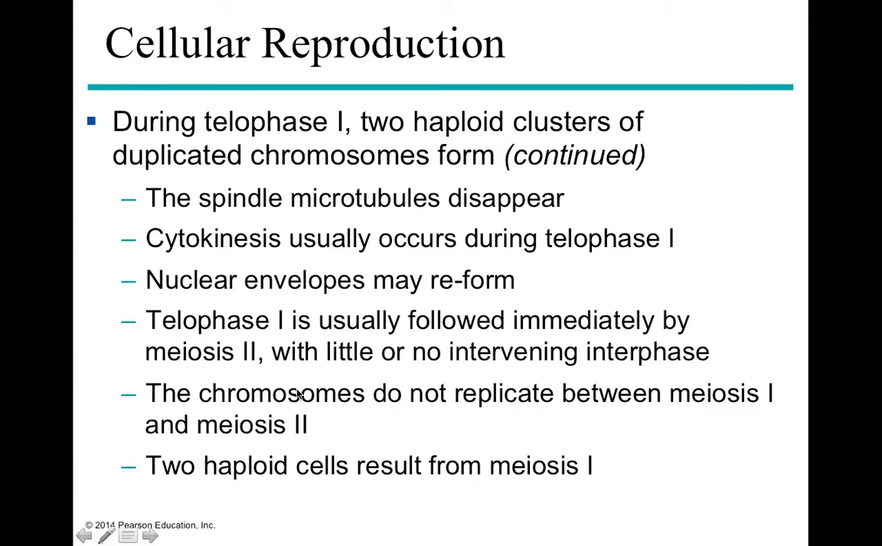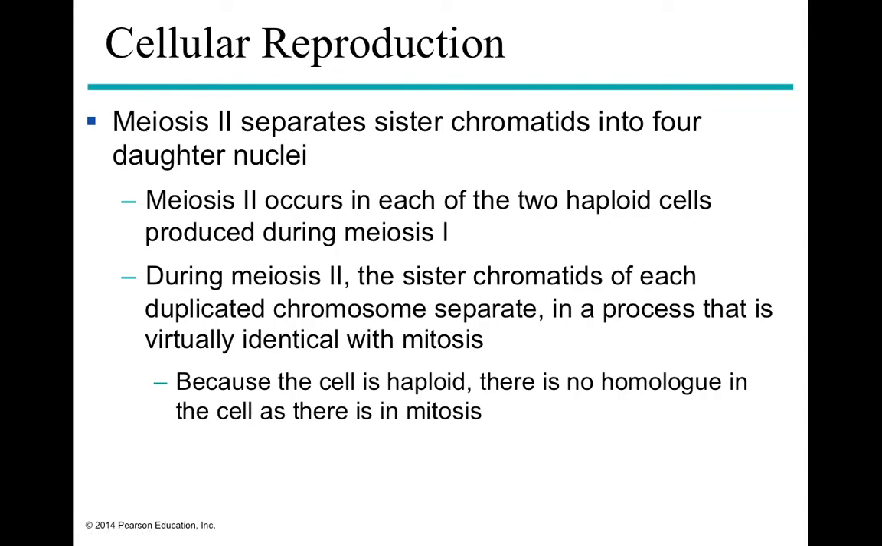There's no intervening interphase, and generally we don't even allow certain things like the nuclear envelopes to reform because we're just going to be going immediately into meiosis 2, so it would be kind of a waste. There is no chromosomal replication between meiosis 1 and meiosis 2, just to be clear, and that's going to end up with haploid cells resulting at the end of meiosis. All right, cells are actually considered haploid at the end of meiosis 1 because homologous chromosome pairs are considered to be themselves only one chromosome until they separate out.